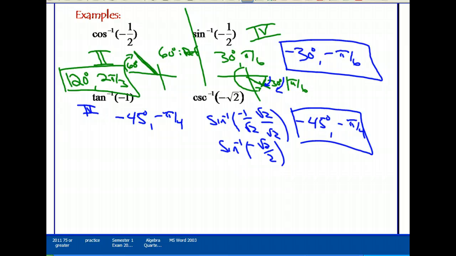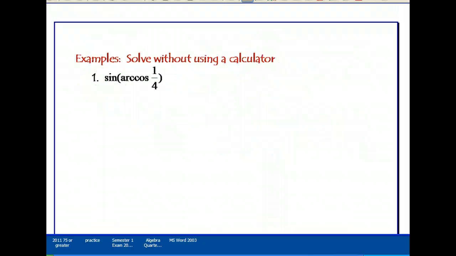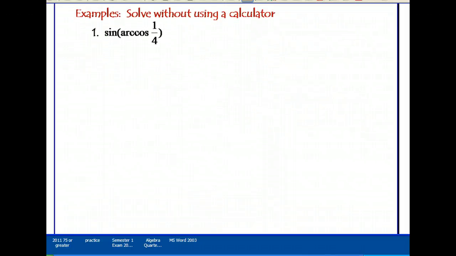All right, one last problem I'd like to show you that's a little more involved. A little bit of trickery in this, but I think you're going to like this. And we'll practice this more in class on Monday, too. Okay, let's look at a combination function here. It is the sine of the arc cosine, and arc cosine is the same thing as cosine inverse. So the sine of the cosine inverse of 1/4 looks like a mess.